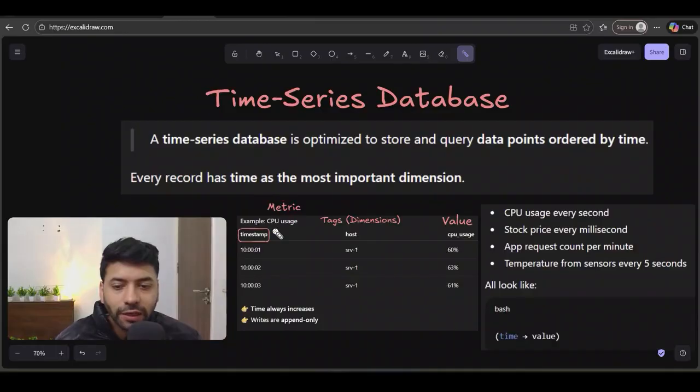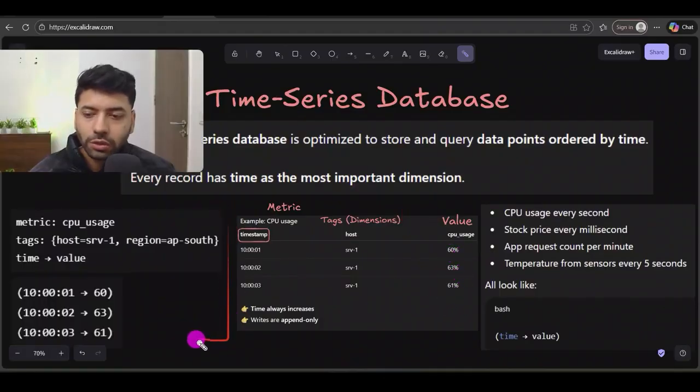First is the metric, like the CPU usage. Next we have the timestamp, where you have the time. Then we have the tags or dimensions, which tell about the host or the region. Then you have the value, like you are storing the value 60%, 63%, etc. So this is how it looks internally.